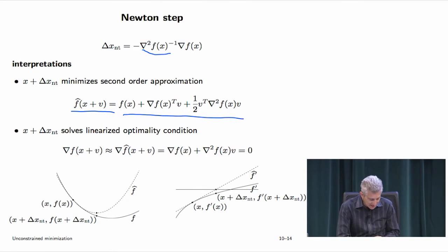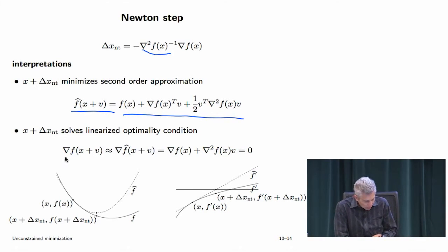Another way is to say, I would like to find a v so that the gradient of f at x plus v, where v is the step, is 0. But I don't know how the gradient changes, right? If the gradient were affine, I would know exactly how to calculate v, but that's the case of the function being quadratic, which means I can solve it just by solving linear equations. So I don't know. So what I'm going to do is this.